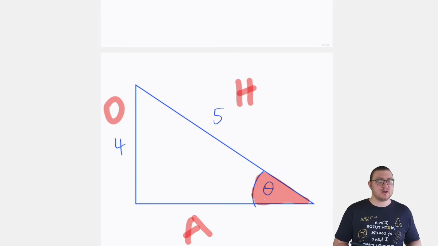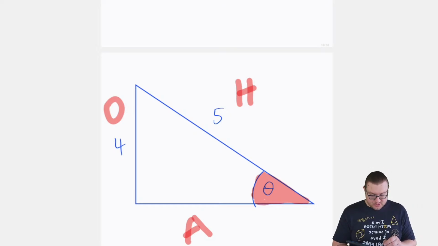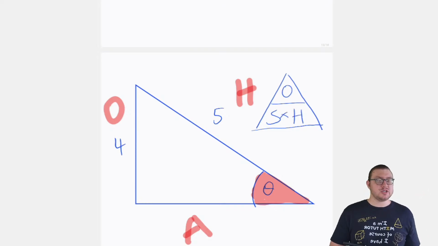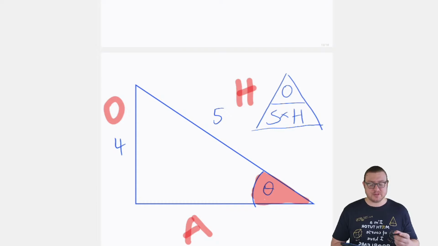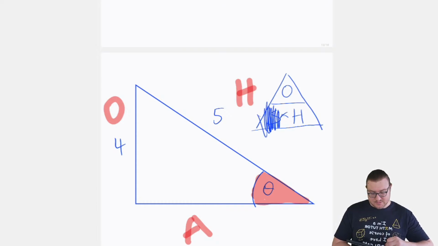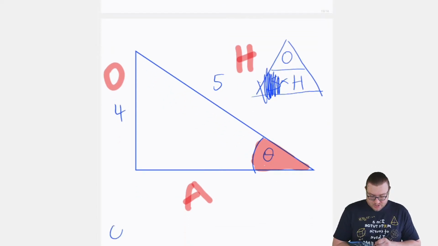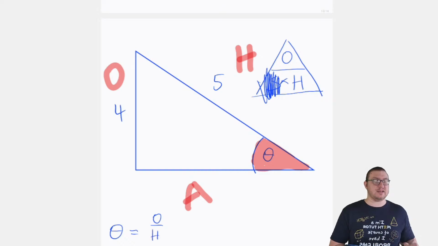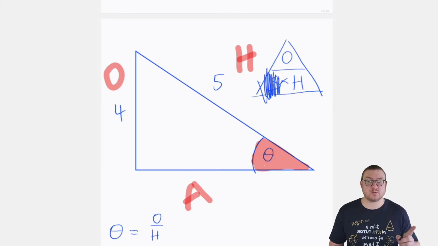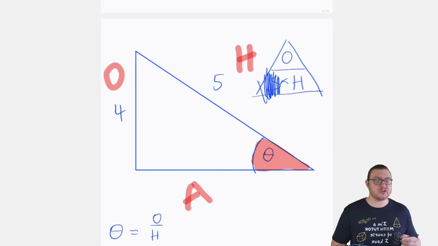Now, in this case, we have been given O and H, so there's only one option for us to solve this. We need SOH. Now, if we're looking at this question, we would cover the S with our finger, so S would be completely gone. So if we want to write down that our angle is equal to, it says O over H.